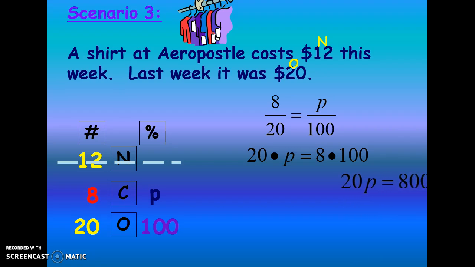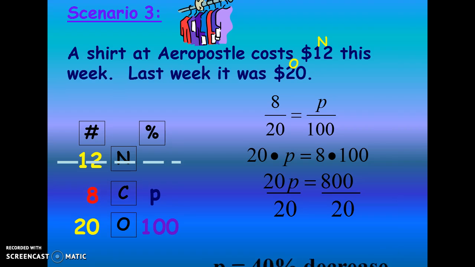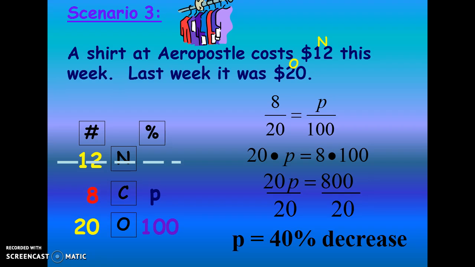We use cross products to solve. So 20 times P is 20P, and 8 times 100 is 800. We use inverse operations to solve this one-step multiplication equation by dividing both sides by 20, and our answer is going to be a 40% decrease.